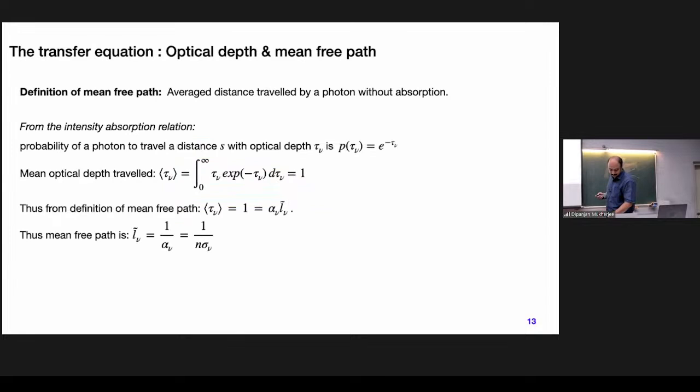There is another interesting way of looking at optical depth, which is also related to the mean free path. Now, we all learned about mean free path from the kinetic theory of gases.